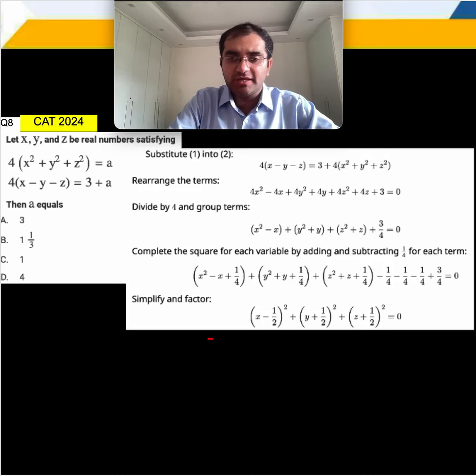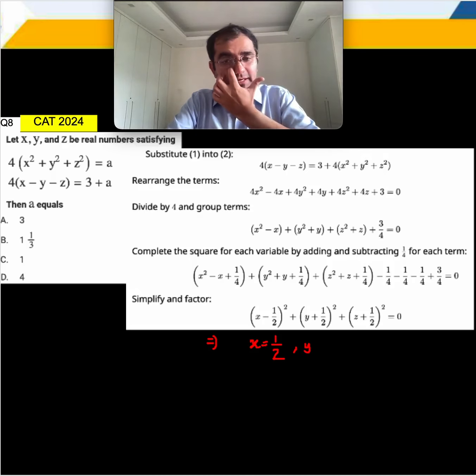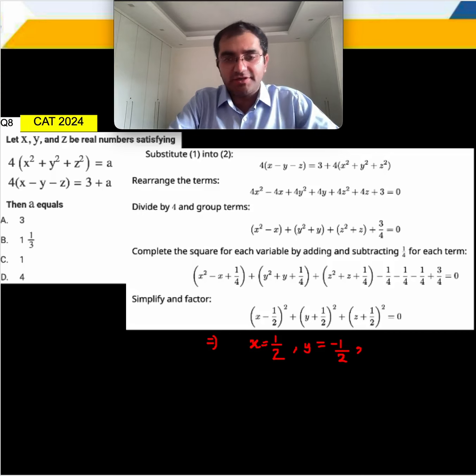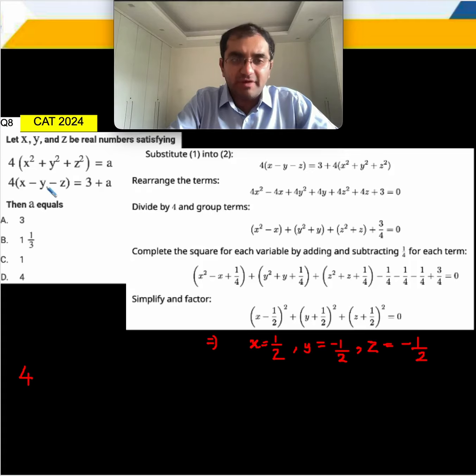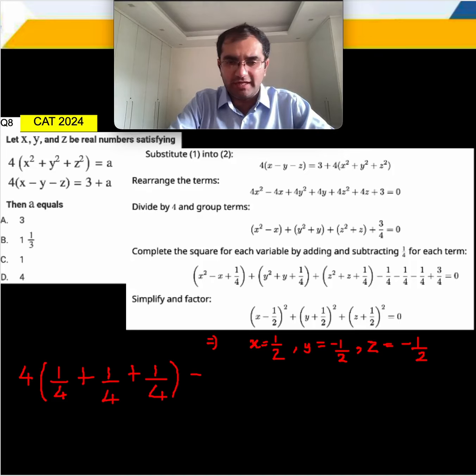इससे मुझे मिलता है कि x is half. Second term is 0 means y is minus half. And third term is 0 means z is minus half. Put it back. इधर वापस डाल देते हैं. यहाँ पे x, y, z डाल दो, आपका a का वैल्यू आ जाएगा. ठीक है. x square 1/4, 1/4, 1/4, 3/4 हो गया. 4 कैंसिल, a का वैल्यू 3 आ जाएगा. Answer is A part for question number 7.